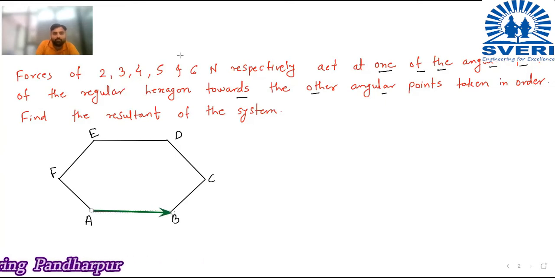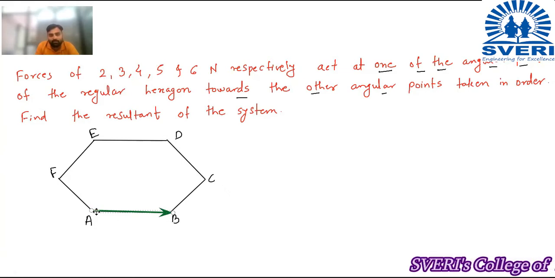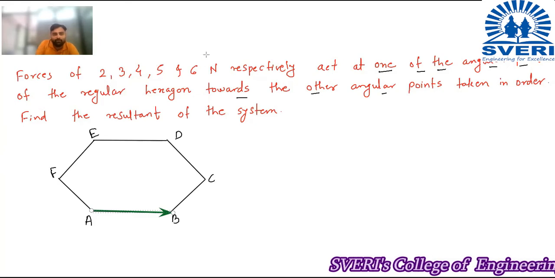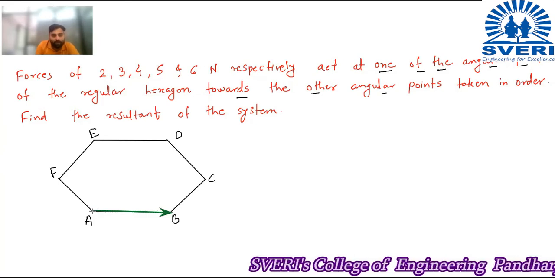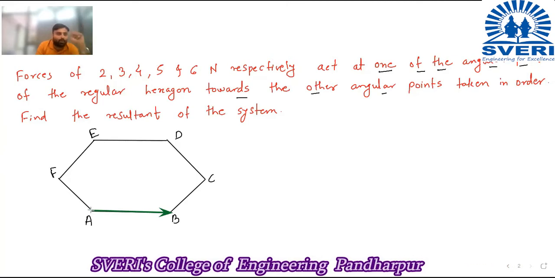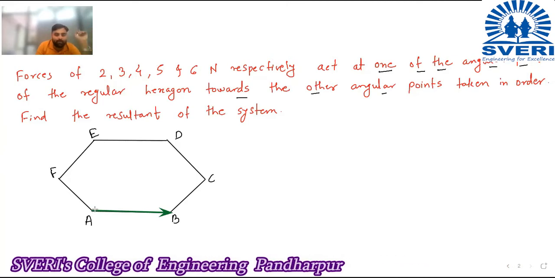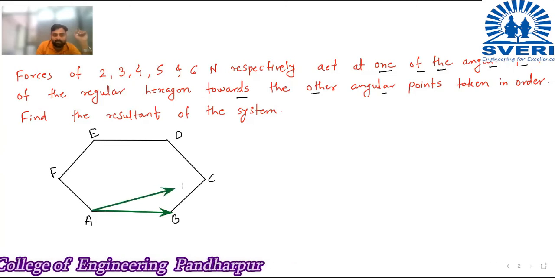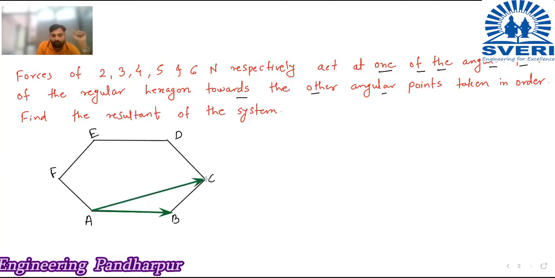This is my force of 2 kilonewton. This is the force of 2 kilonewton. So from A, the next angular point is B. So here one force is acting. Next, A is my fixed point. I have considered A is the point from where all the forces are acting. After B, next point is C. So here the next force is acting at this point.